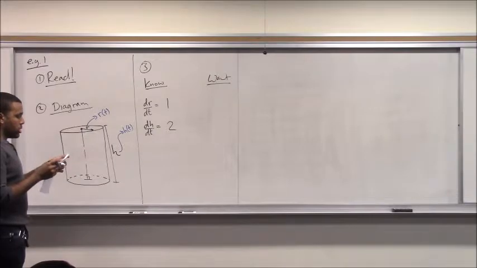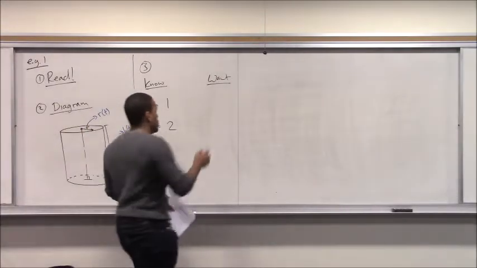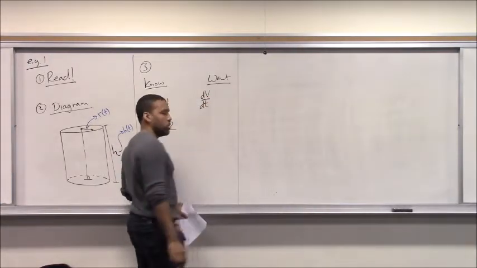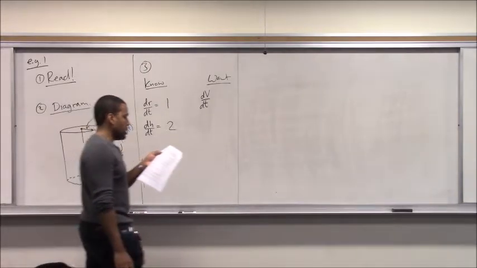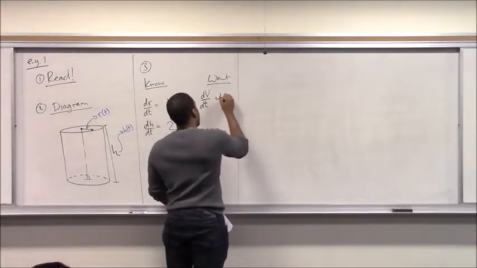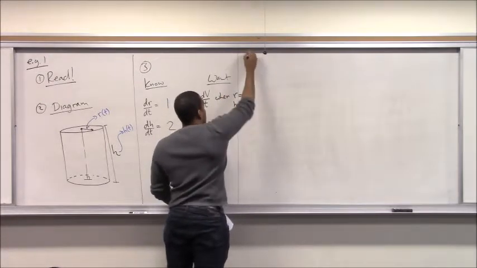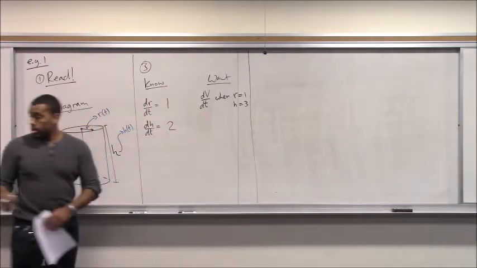Okay, so that's what we know. Now here comes the question. At what rate is its volume changing? Which means what we want is dv dt. How fast is the volume moving? When the radius is 1 and the height is 3. So I want dv dt when r equals 1 and h equals 3. So that's the information I know. This is the information I want.